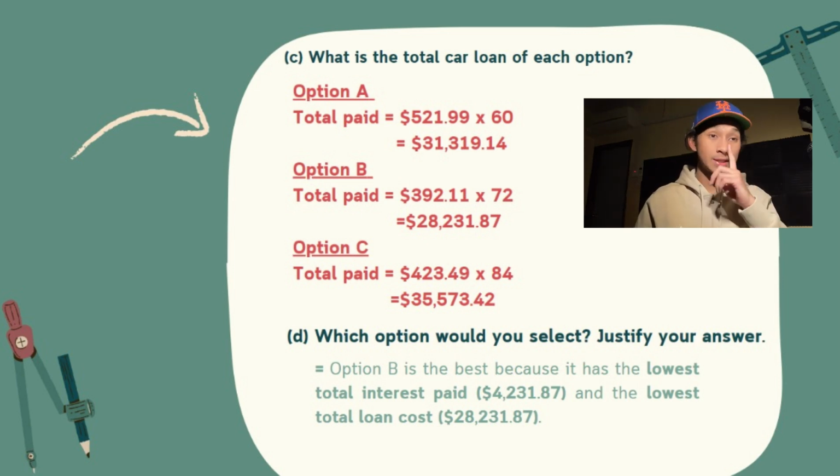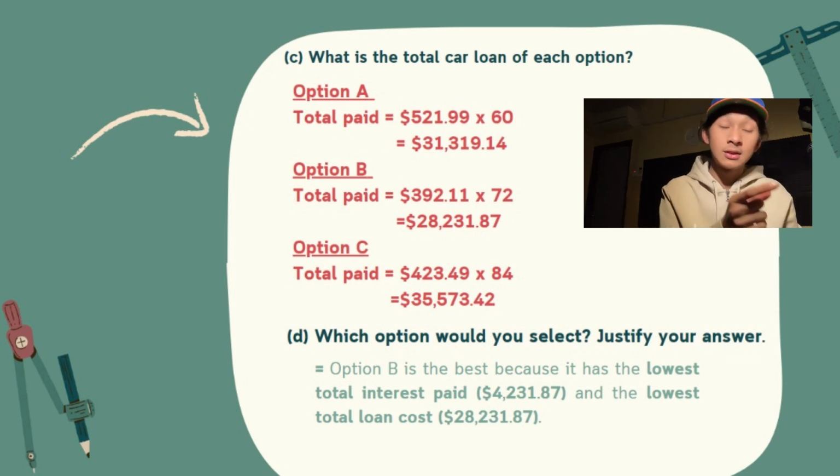Hi, so for my part, I will be doing question 2C and 2D. So first, for question C, we will be finding the total car loan for each option. For option A, the car price is $32,000 and the down payment is $5,000, which makes the loan amount $27,000. While for option B, the down payment is $8,000, which makes the loan amount $24,000.